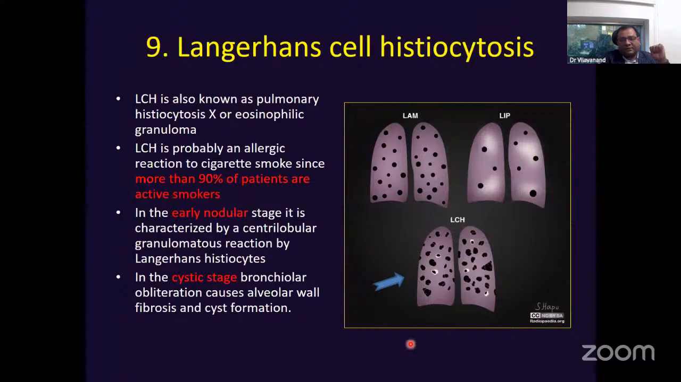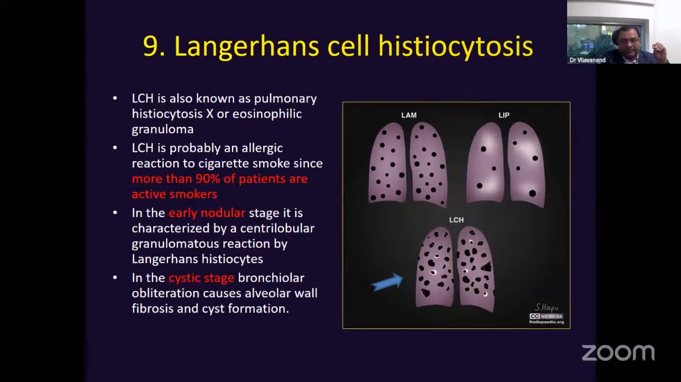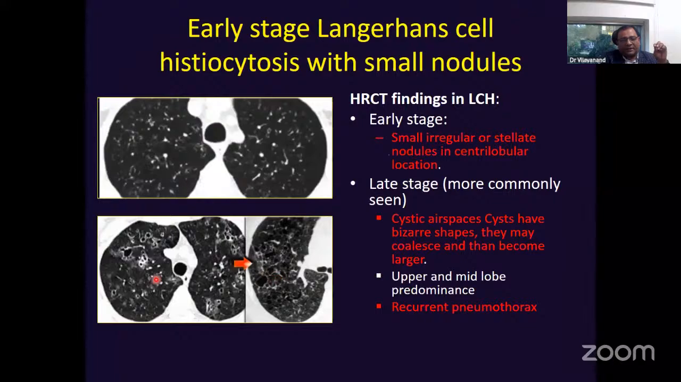Coming to Langerhans cell histiocytosis, also known as eosinophilic granuloma of the lung. Usually patients have a history of smoking, and patients can show irregular cystic areas of bizarre shape. You can see here bizarre shaped irregular areas in both the lungs. This is a case of LCH. Initially these can be seen as small nodular densities, also centrilobular or fluffy opacities, which should not be confused with the other interstitial lung diseases I told you about initially, like acute hypersensitivity pneumonitis or subacute hypersensitivity pneumonitis.